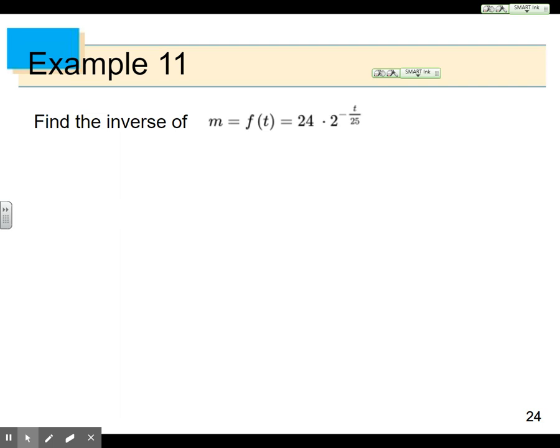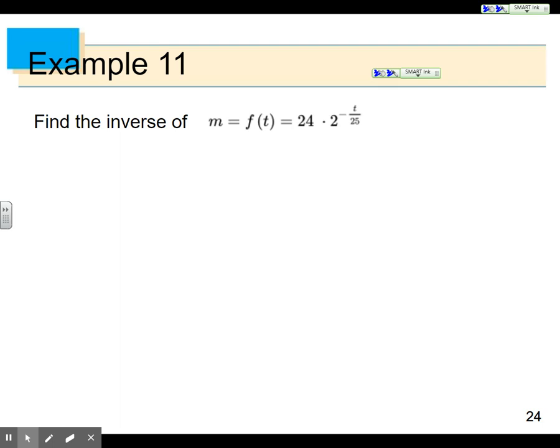Now we've worked this one. This was how much strontium I had, I believe. We came up with this equation in the last video. Well, suppose I'm wanting to work it in reverse. So this is kind of like we're finding the inverse of it. So this mass right here is going to be my y. I want to turn around and solve it for t.